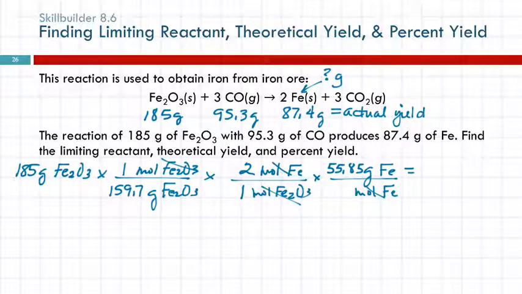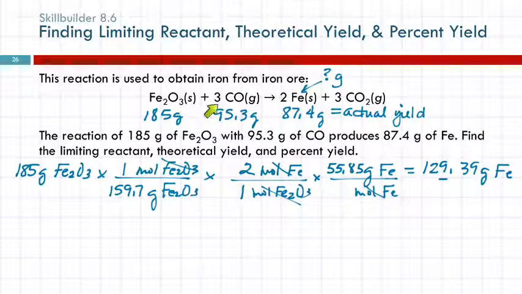So when I do this calculation, I get 129.39 grams of iron. Should have 3 sig figs. Here it's more important to carry those 2 extra digits because this is not the final answer. I need to use it to calculate the percent yield. So that's one possible theoretical yield.